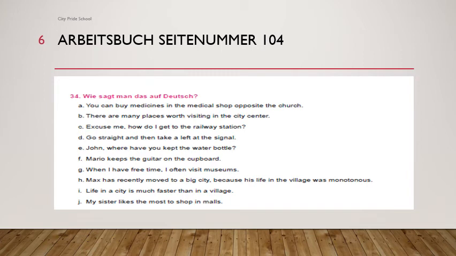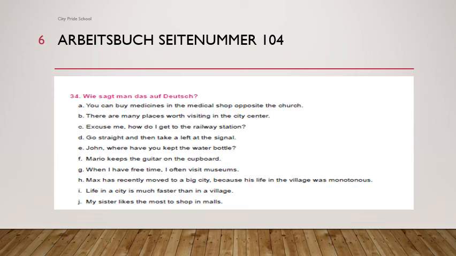There are many places worth visiting in the city center. Here in is a Wechsel preposition, and here it is showing the position, so dative should be used. You have to keep in mind whether you will use accusative or dative. Excuse me, how do I get to the railway station? For how do I get, use the expression wie komme ich, and zum or zur comes according to the article of the noun. Go straight, then take left at the signal. Here you need to use the imperative. Geh geradeaus und dann nach links an der Ecke. Or at the signal means Ampel, die Ampel.